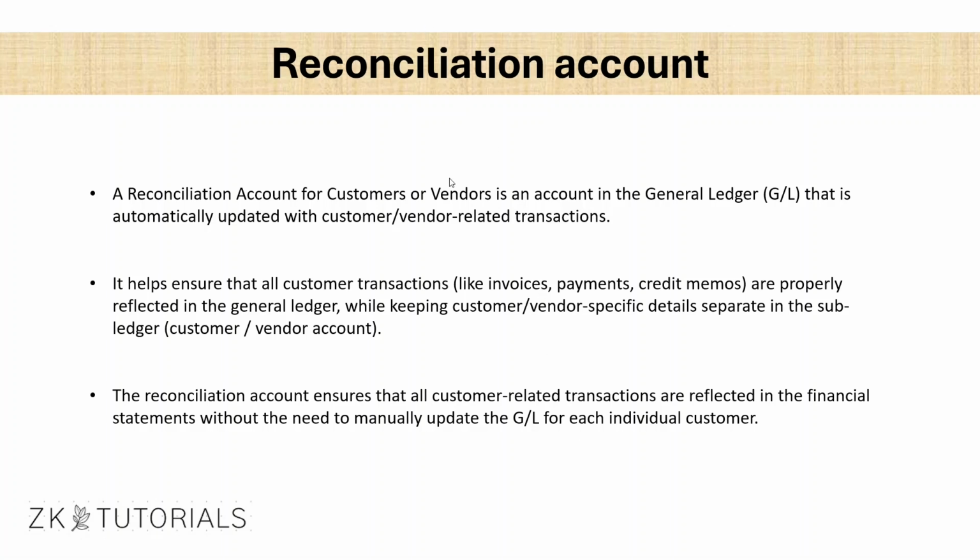That means for each and every customer, for each and every vendor, we'll not create a general ledger account in our chart of accounts. Instead of that, we will create a reconciliation account as a GL account. In GL account, we'll create a reconciliation account and assign this to each and every customer or vendor account. Customer or vendor account is called a subledger and the reconciliation account is called the general ledger. So that whenever we post any transactions related to customers or vendors, this gets reflected in reconciliation account.